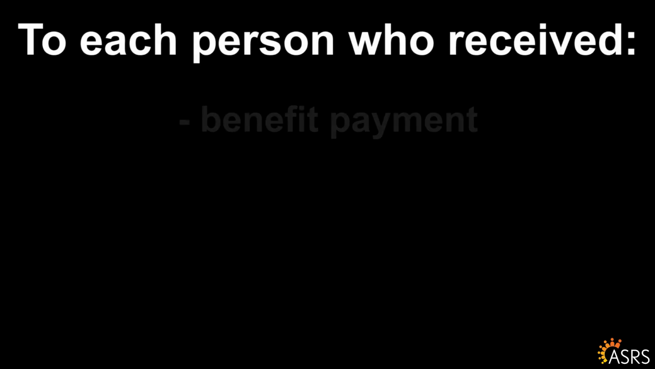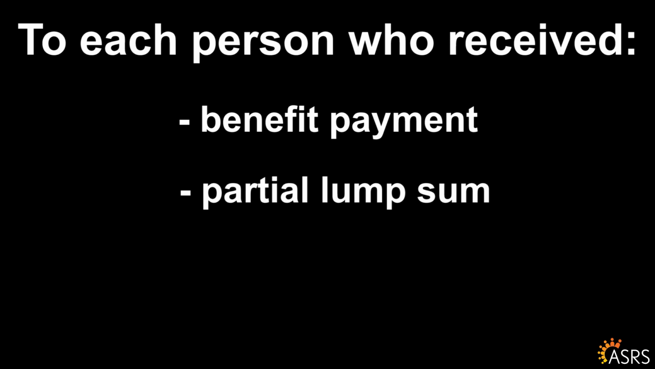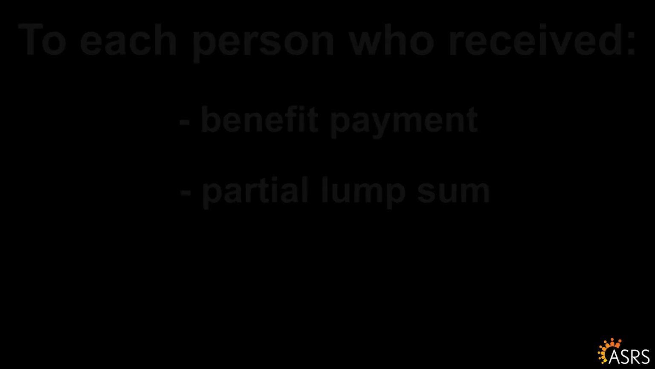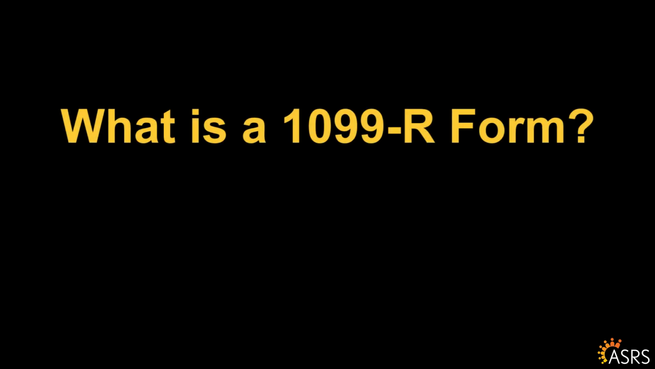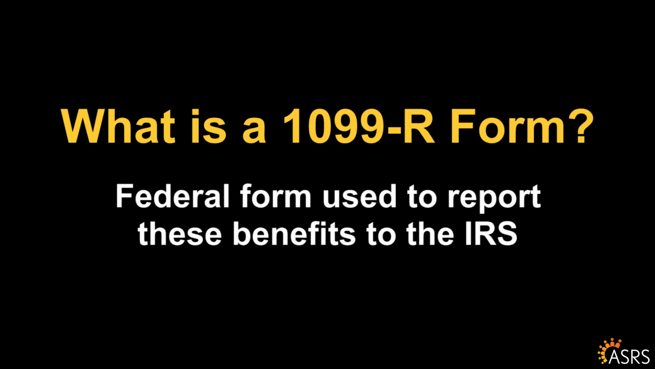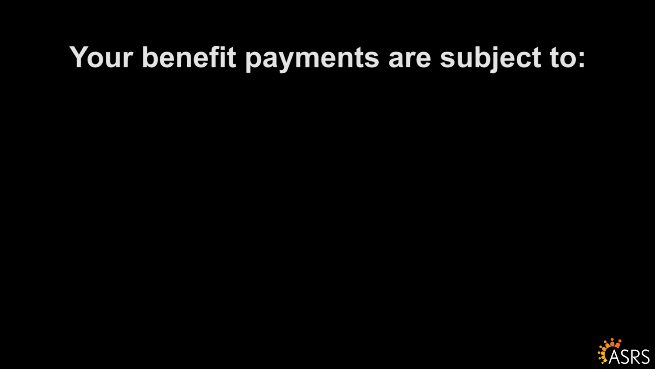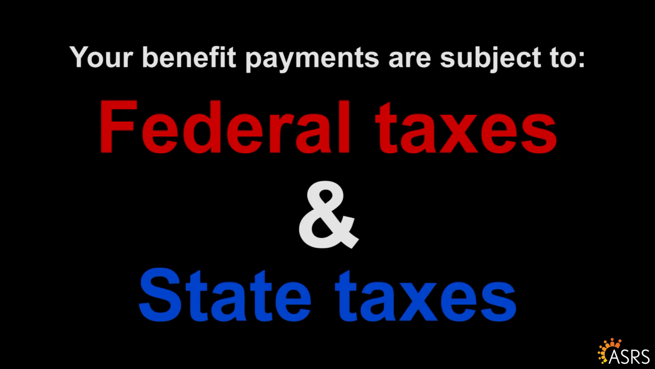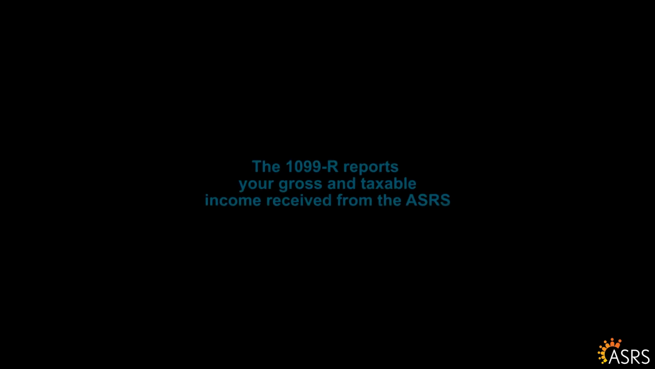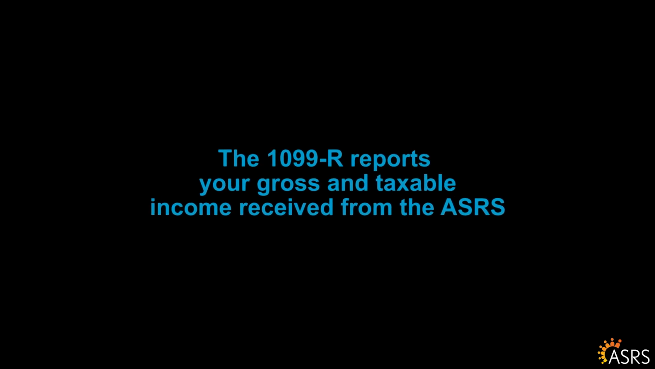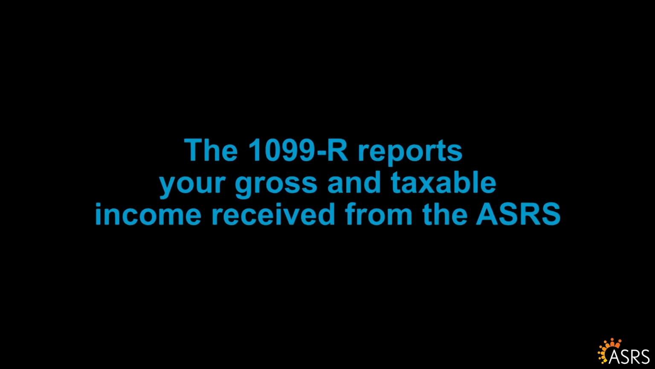In January of each year, the ASRS provides a 1099-R form to each person who received either a benefit payment or a partial lump sum in the prior year. The 1099-R form is a federal form used to report benefit payments to the IRS. Your benefit payments are subject to federal and state taxes. The 1099-R reports your gross and taxable income received from the ASRS.